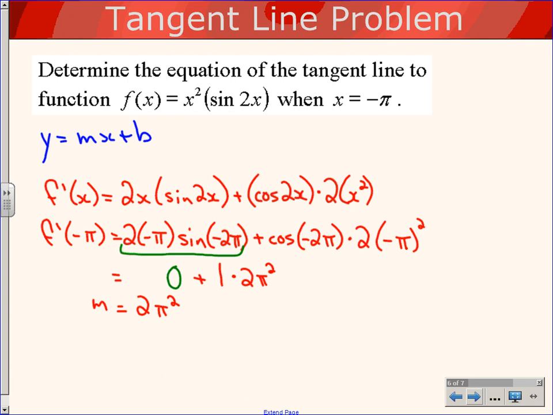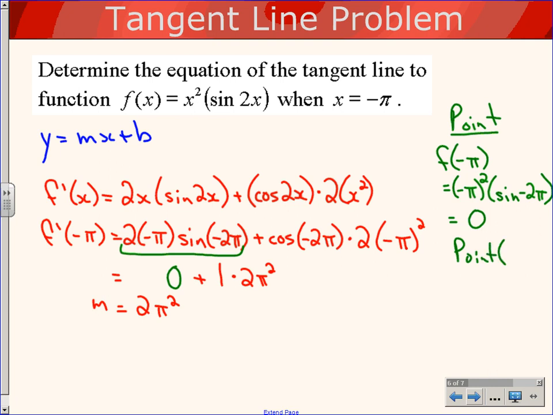The other thing I suppose we need, and I wish I had a little more space on the right, but I'm going to put it up here anyway. We need to figure out the point, right? We know the x value, but I'd like to know the y value. So f of minus pi, if I put that in, sorry, I apologize, I'm squeezing this in, minus pi squared, like that. But then look what happens here. We go sine of minus 2 pi. And we said a second ago, sine of minus 2 pi was 0, right? So this is just an answer of 0. So our point turns out really nice. It's just minus pi, 0.